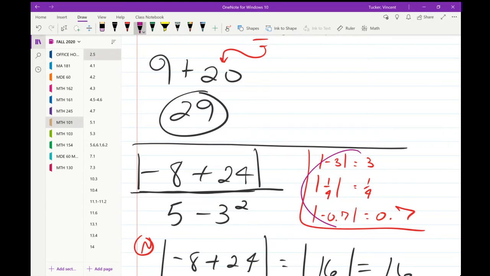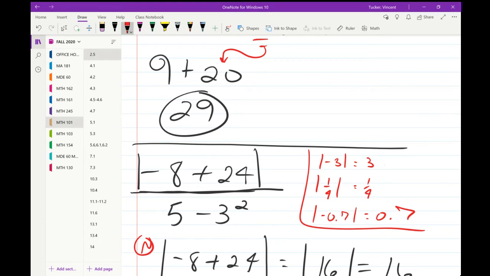And over here, I was just emphasizing the effects of the absolute value. It always gives you the positive result. So whenever you take the absolute value of a number, the absolute value of negative 3 is positive 3. Absolute value of positive 1/4 is still going to be positive 1/4. Absolute value of negative 0.7 will still be positive 0.7. So when you take the absolute value of something, you always get the positive result. It's not the opposite. You always get the positive result.